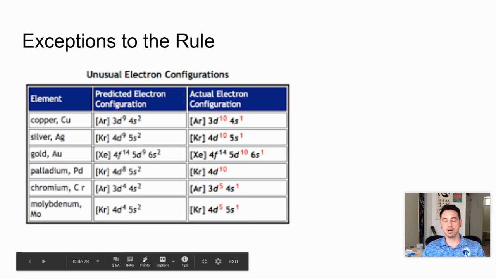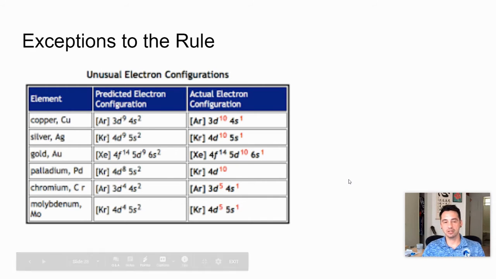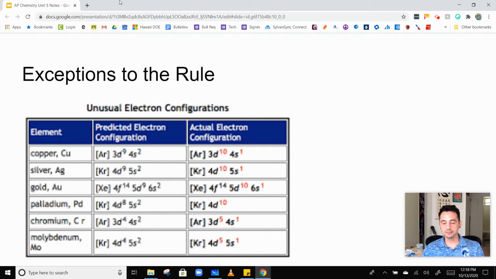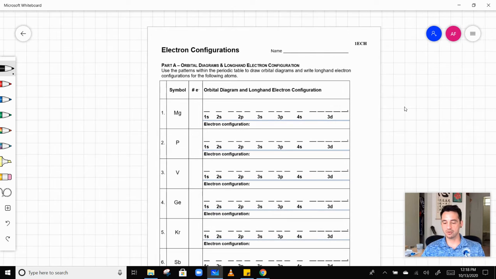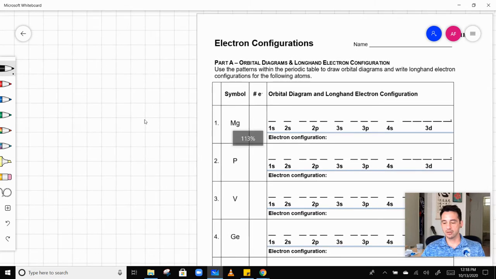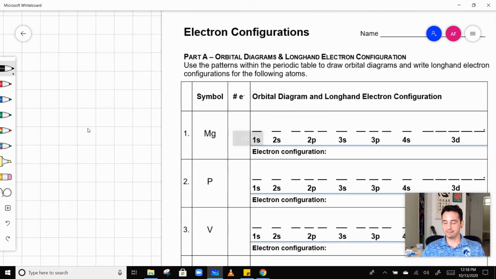There are going to be some exceptions to the rule, and we'll talk about these exceptions once we get the hang of doing some of these. We're going to do some practice first, and then we'll get the hang of it. Once we get the hang of it, then we'll talk about the exceptions. So let's look at something here. So magnesium.